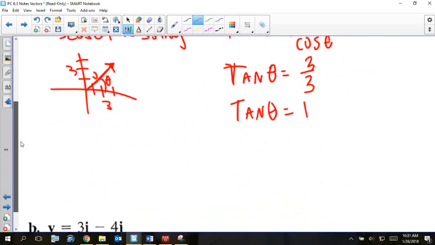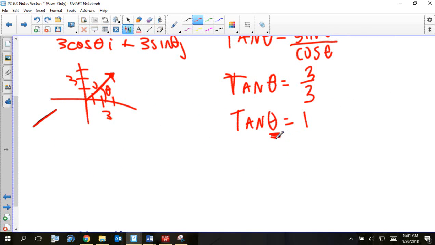Okay, so my question now is, where is tangent 1? 45 degrees. And you would know that because this is 3 and 3. If x and y are the same, it's got to be a 45 degree angle. So theta is 45 degrees. That's it.